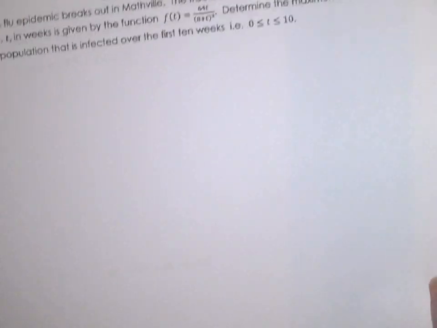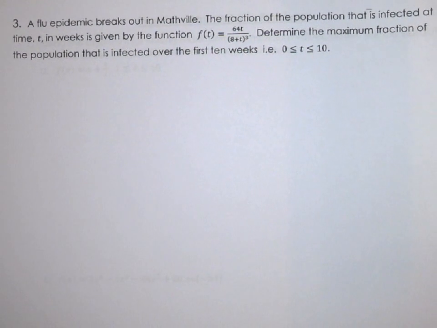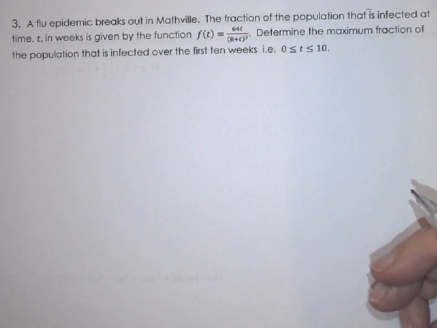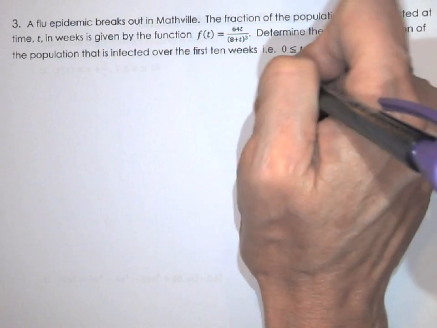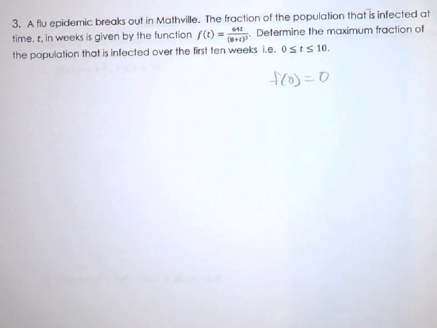Okay, and our last question. A flu epidemic breaks out in Mathville. The fraction of the population that is infected at time t in weeks is given by this function. Determine the maximum fraction of the population that is infected over the first 10 weeks. So we've got our endpoints, so we might as well test them. So f at 0 is 0, because 64 times 0 is 0.